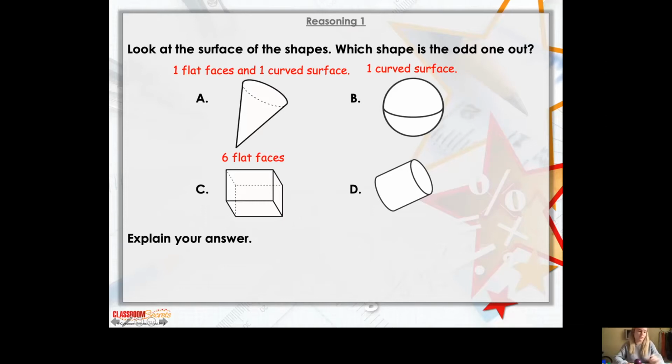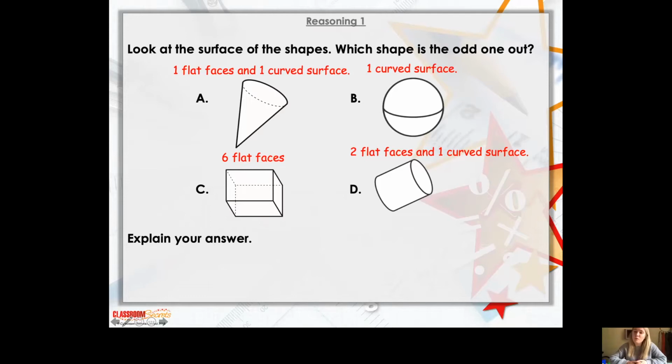Okay, what about D? We've got our cylinder, our tin of beans. Now, how many curved surfaces does a cylinder have? Well, if we have a look, it has one curved surface that goes all the way around it. Now, does it have any flat faces? Well, yes, look, it's got a flat face here and it's got a flat face here. So we can say a cylinder has 2 flat faces and 1 curved surface. So now we know how many flat faces and how many curved surfaces each of these shapes have. We need to work out which one is the odd one out.